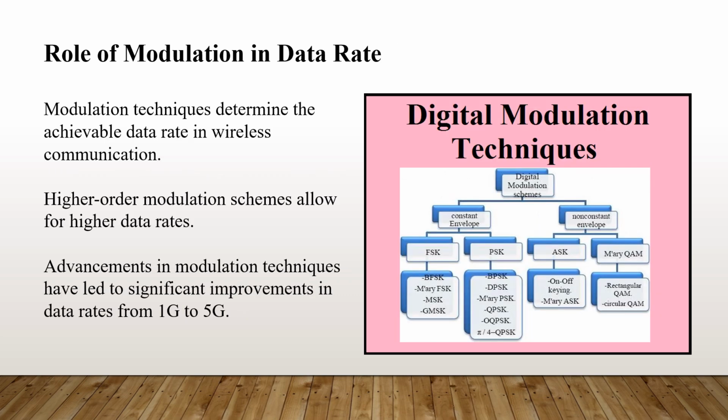Role of modulation in data rate. Modulation techniques determine the achievable data rate in wireless communication. Higher order modulation schemes allow for higher data rates. Advancements in modulation techniques have led to significant improvements in data rates from 1G to 5G.